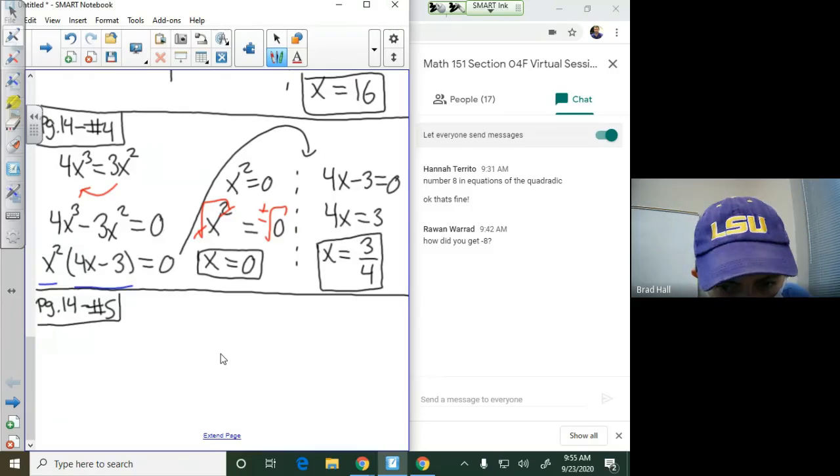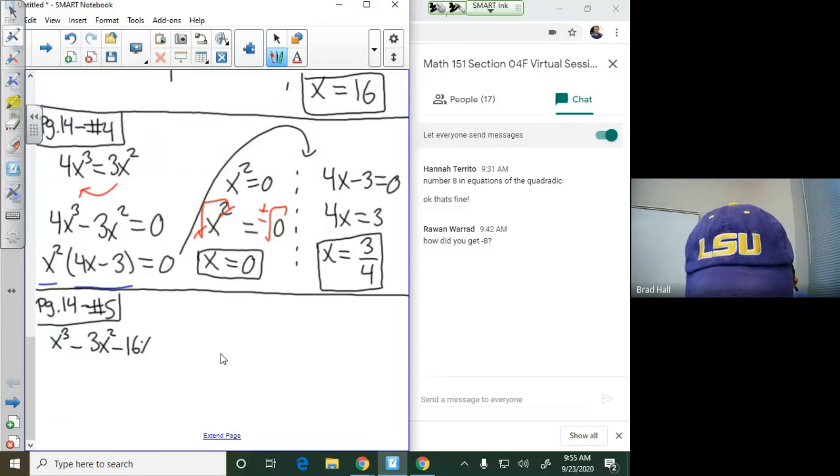All right, the last one I assigned for this workbook assignment, number 5, should be a fairly straightforward one, I think. X to the third minus 3x squared minus 16x plus 48 is equal to 0.